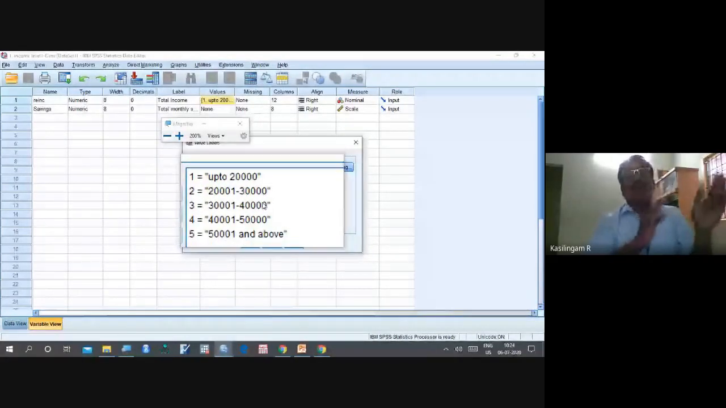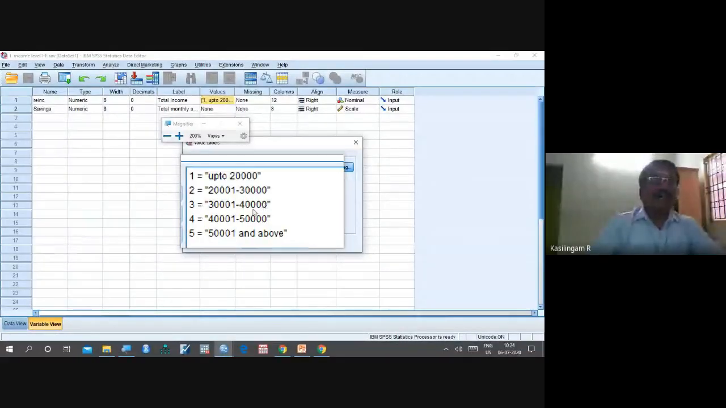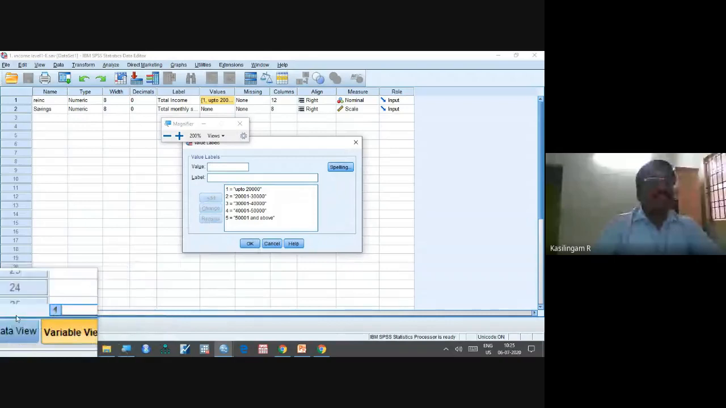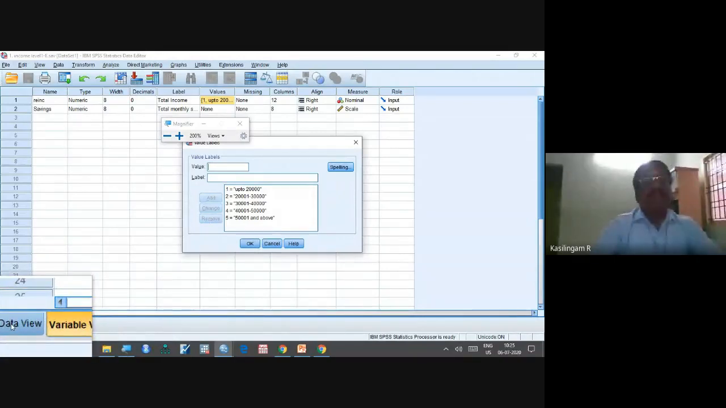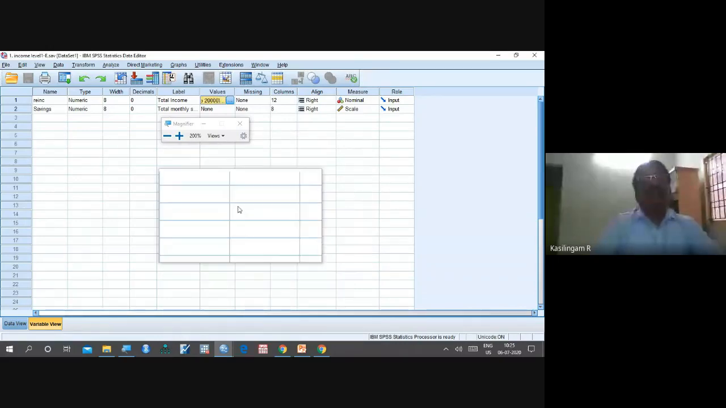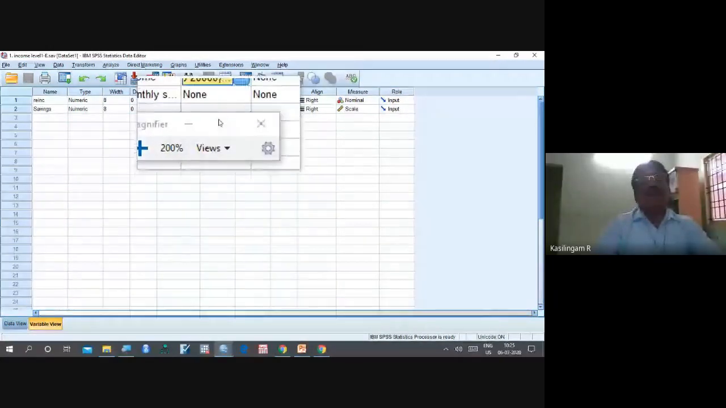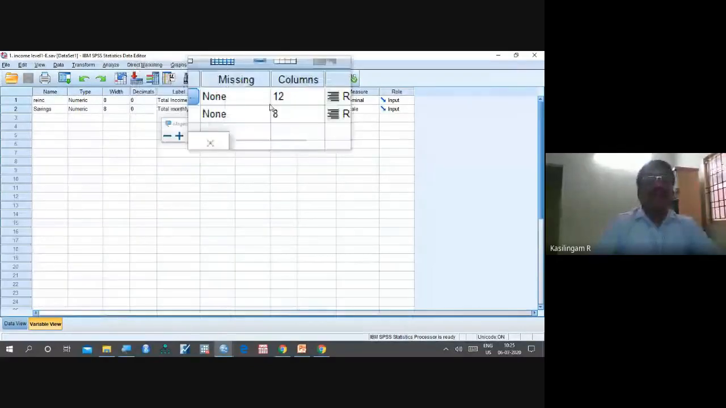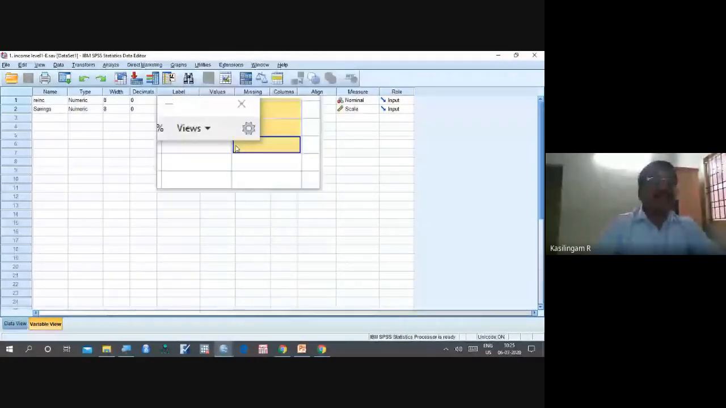So the first category is up to 20,000, the second category is 20,000 to 30,000, the third category is 30,000 to 40,000. So it is an income category. I have a category variable. Now let me go to the second one. I have not given any option. Right. Now let us see the data view.